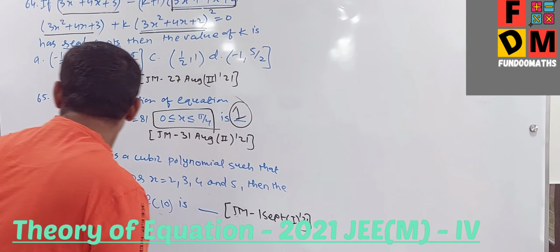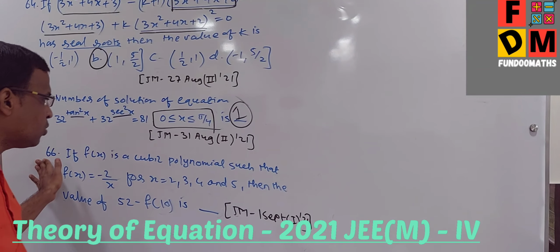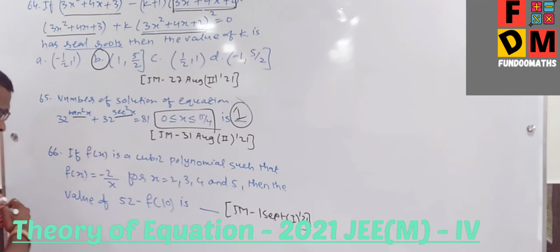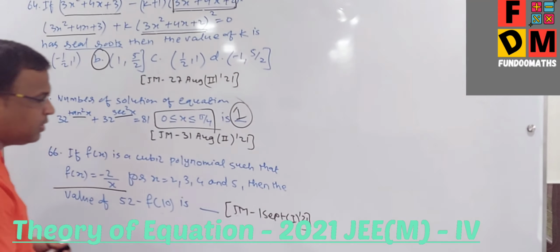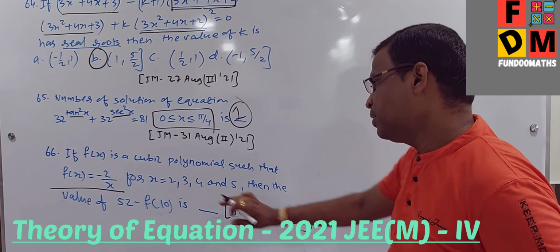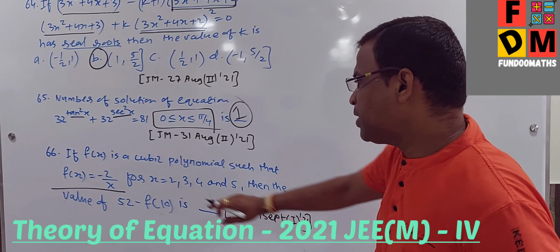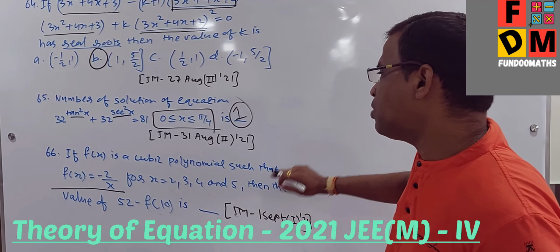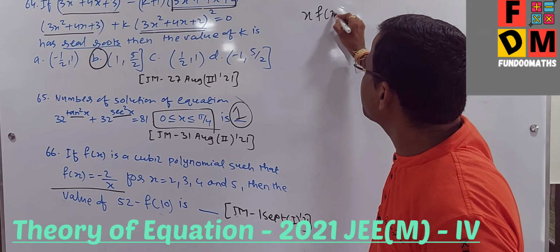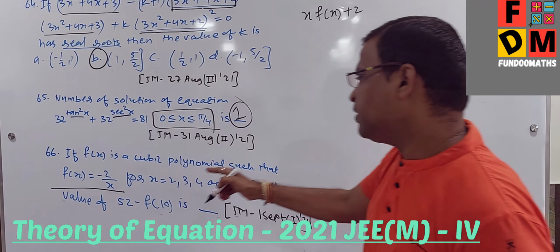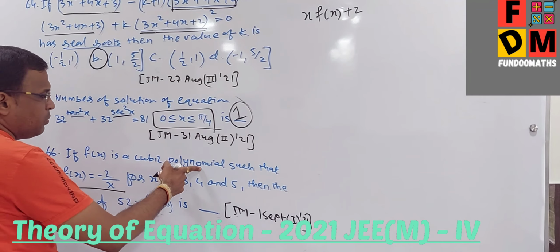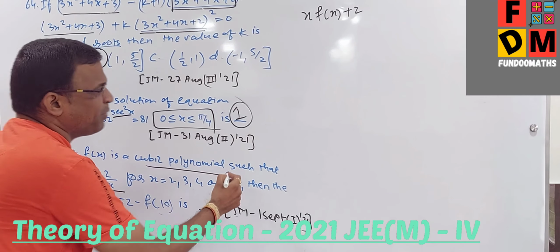I hope so. Yeah, the last question: if f of x is a cubic polynomial such that, it's a good question. It was asked on the 1st September, first shift, 2020. So this month only. f of x is equal to minus 2 upon x. So I can write this as x f of x plus 2 is equal to 0. So if f of x is a cubic polynomial, so it's a polynomial, I will not say equal to 0.